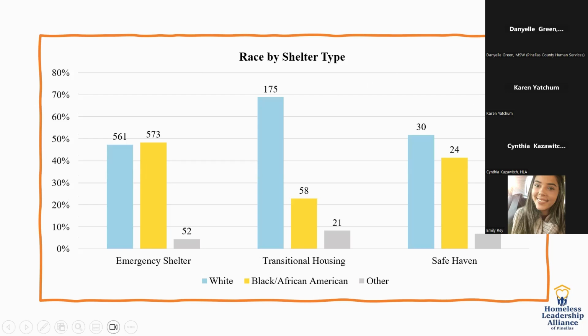And here is the racial breakdown by shelter type. There's a relatively even distribution between people identified as white or African American in the emergency shelters. But when we look at transitional housing, approximately 70% are identified as white, and we start to see this even dispersion dissipate in the transitional housing arena.